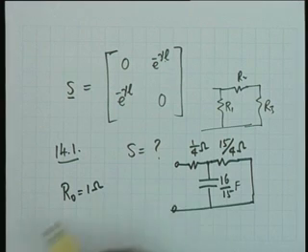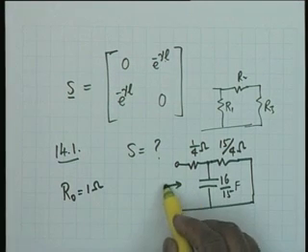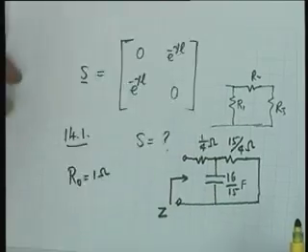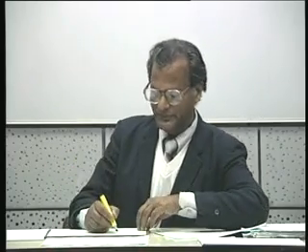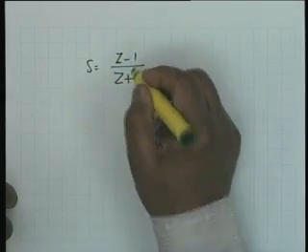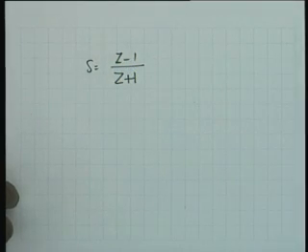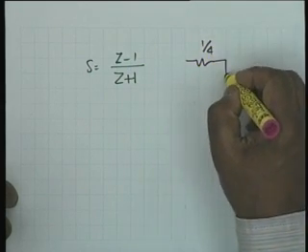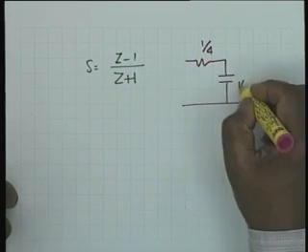So all that we have to do is to assume a reference impedance. We assume this is 1 ohm and find the input impedance. Scattering parameter S would be equal to Z minus 1 divided by Z plus 1. Let us look at Z. We have 1/4, 16 by 15 and 15 by 4.